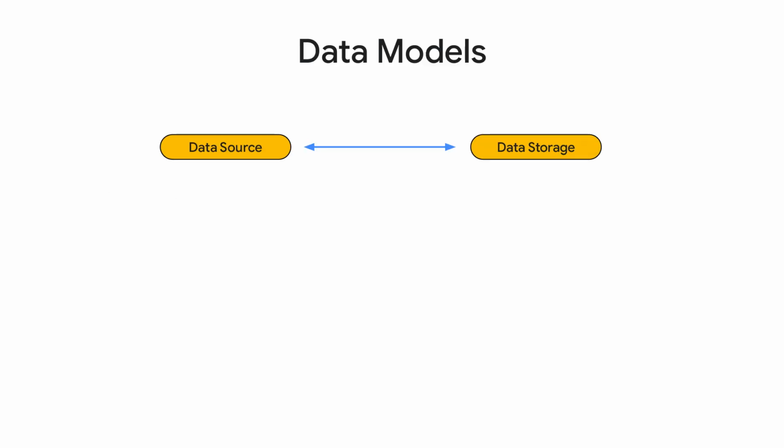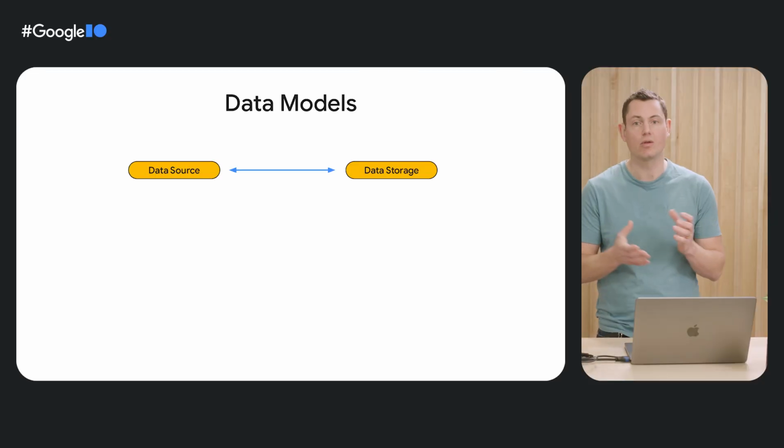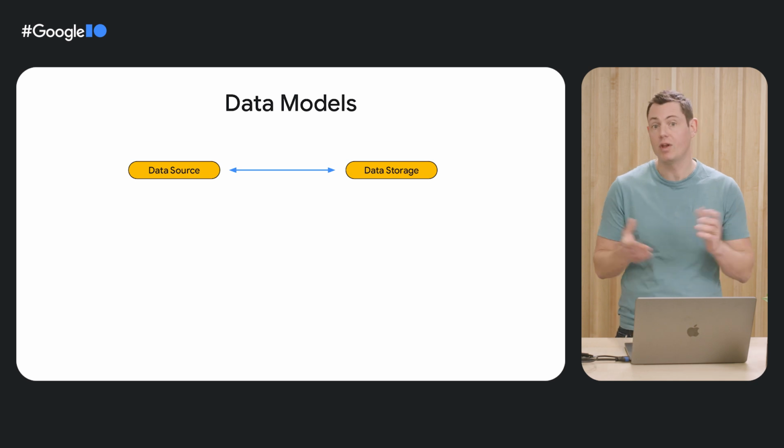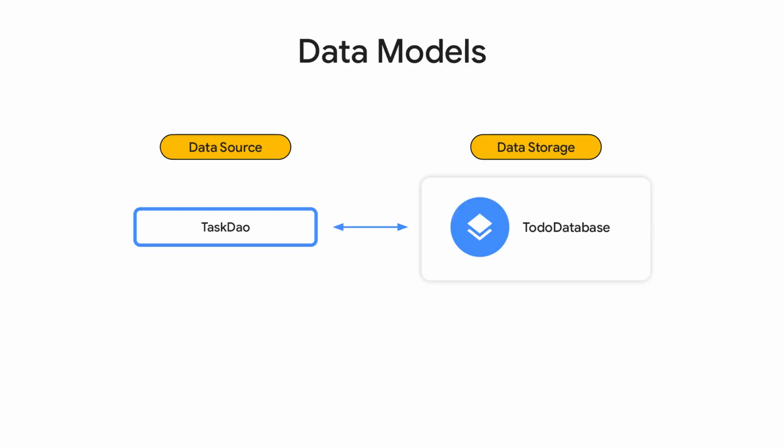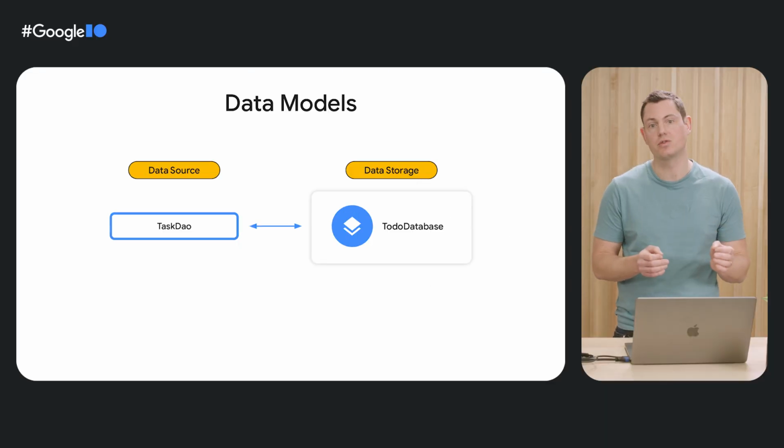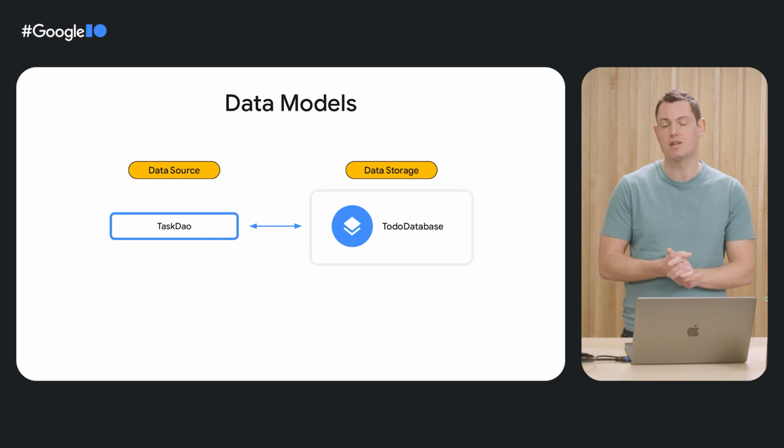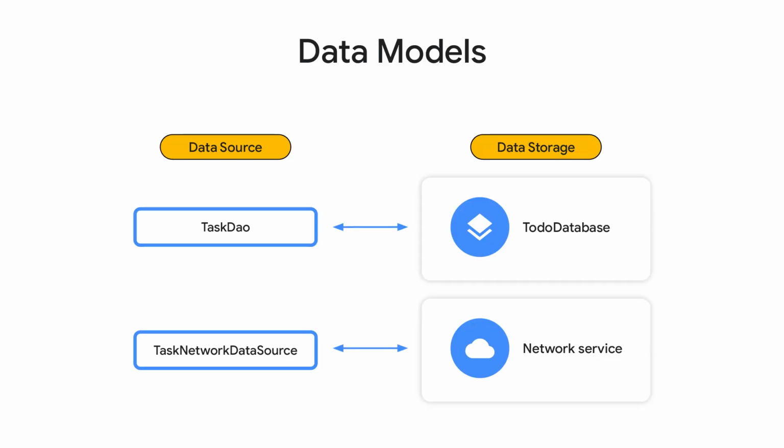Speaking of data sources, this is an object responsible for reading and writing data to a single source, such as a database or network service. In this app, there are two data sources. Task DAO, which stands for Data Access Object, is a local data source which reads and writes tasks to a database. Task Network Data Source reads and writes tasks to a network server.